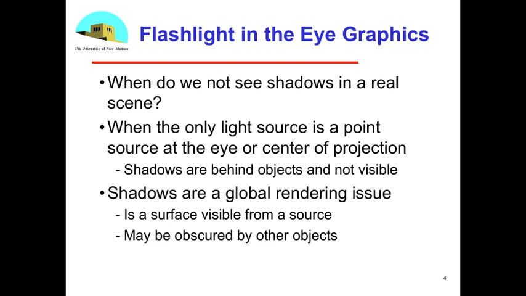And so we want to know how we can get shadows into our pipeline model when they're a global issue in the following sense: you want to know if the surface is visible from a light source. How do you do that when you have many objects potentially in the scene, and the light may be blocked from hitting that object by one of the other objects in the scene? Well, that's kind of a global problem, because you need to have the objects around to be able to do that kind of calculation.